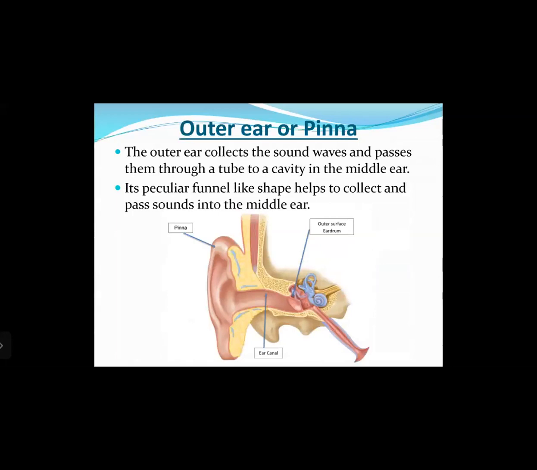So the outer ear, also called the pinna, is the part that we can see from outside. The outer ear collects the sound waves and passes them through a tube to a cavity in the middle ear. It has a peculiar funnel-like shape which helps to collect and pass sounds into the middle ear. So the only function of the outer ear is to collect the sound waves coming from different directions and concentrate them or pass them into the middle ear, right?